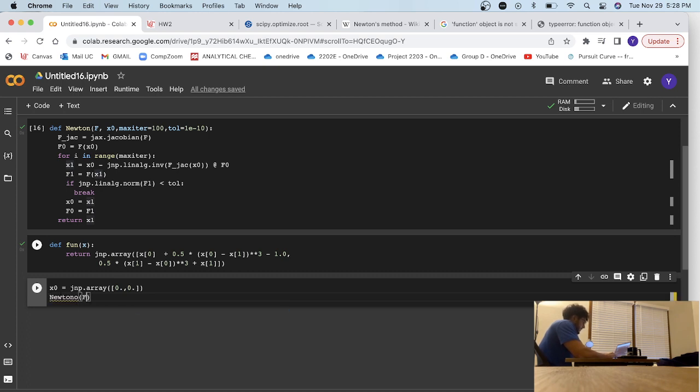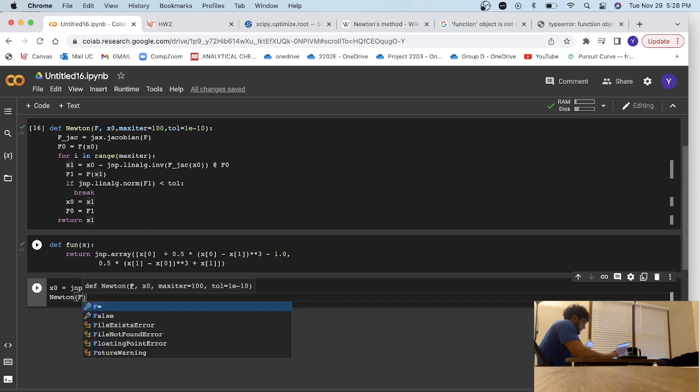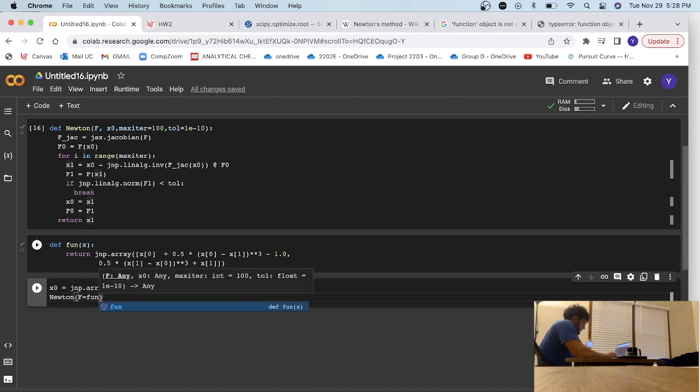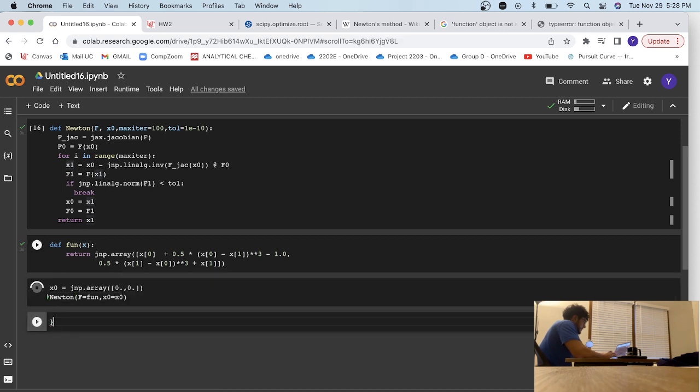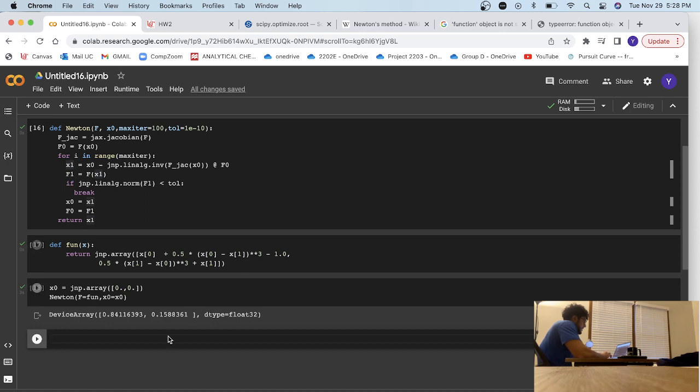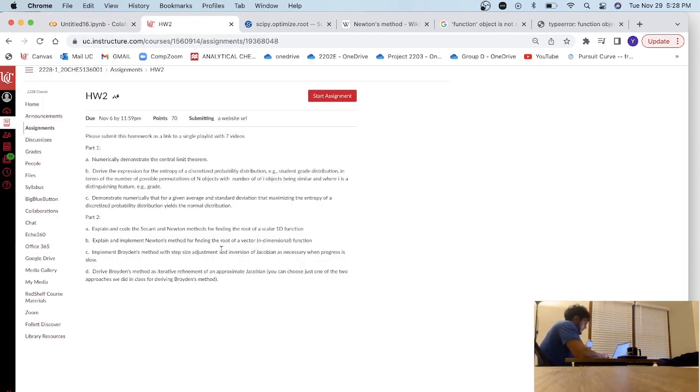We're going to define our Newton function, and then we're going to say f is equal to fun, that function that we found online. And then we found our two values for the roots of a vector, n-dimensional function.